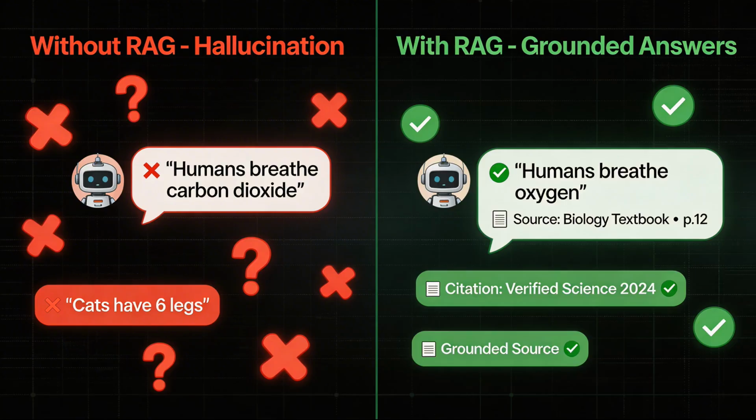Here's the problem with regular AI. Language models like Claude or GPT are trained on public data up to a cutoff date. They don't know about your company's internal docs, your product catalog, or last week's meeting notes. Ask them a specific question about your data, and they'll either make something up, that's called hallucination, or just say they don't know. Neither is helpful.